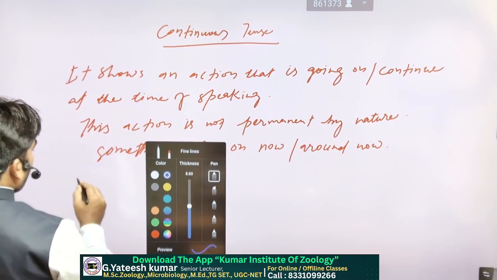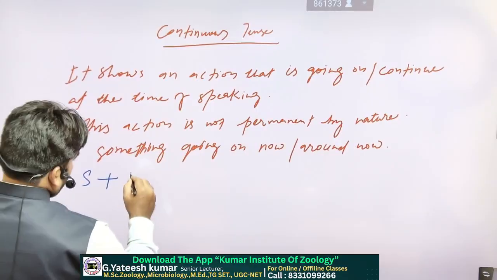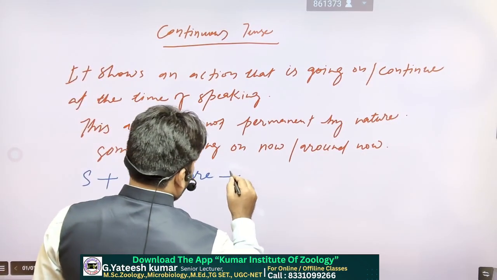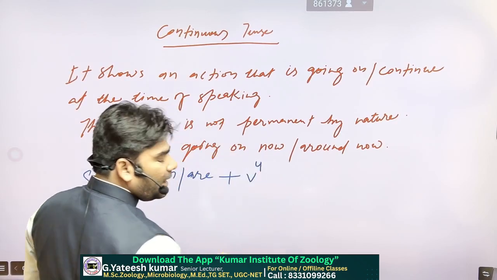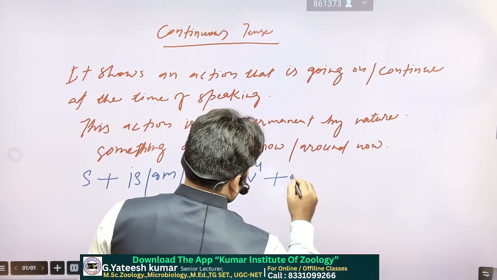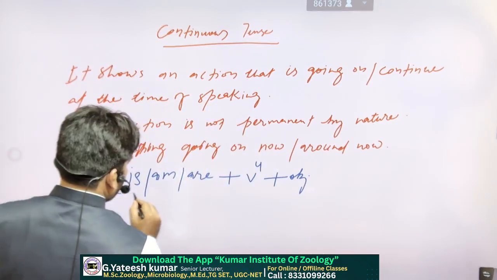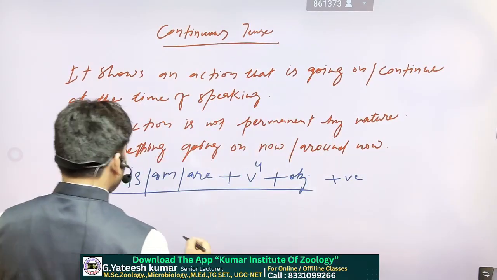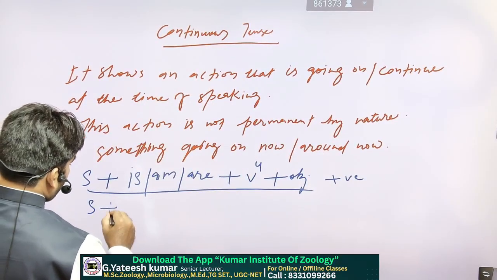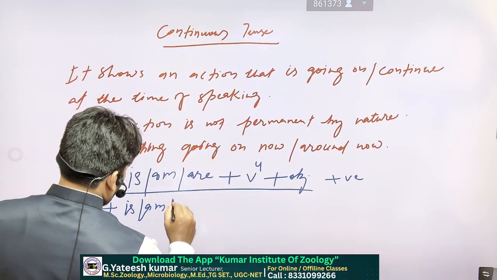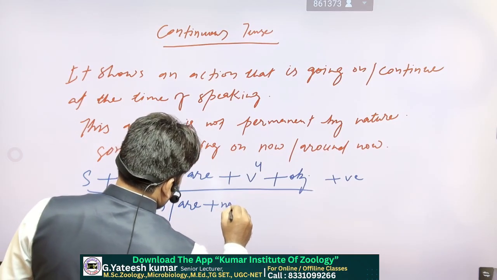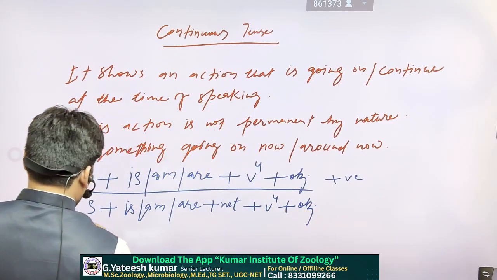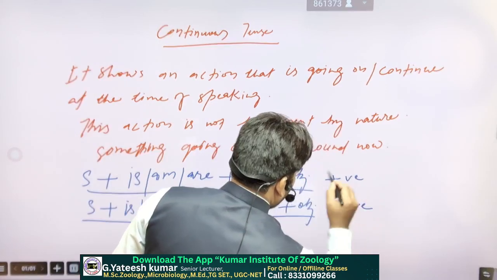So the structure for it is very simple. First we will use subject, then present tense helping verb, that is is/am/are. After that V4. V4 means ing form. Then object. So this is our structure for affirmative positive. Same we can do negative: subject, is/am/are, not, ing form and object. This is affirmative negative.